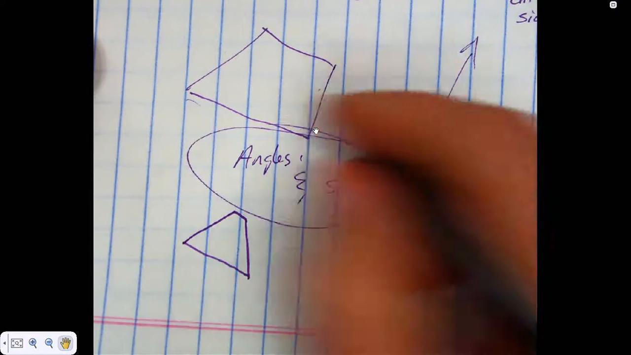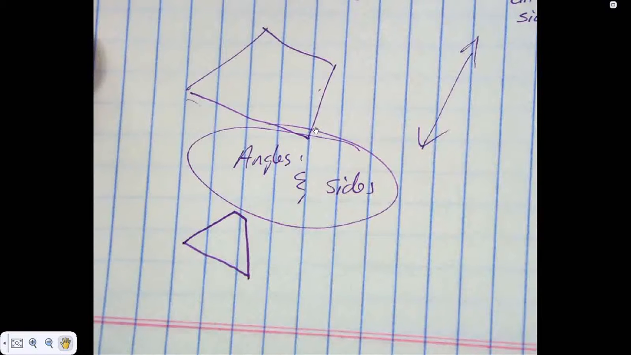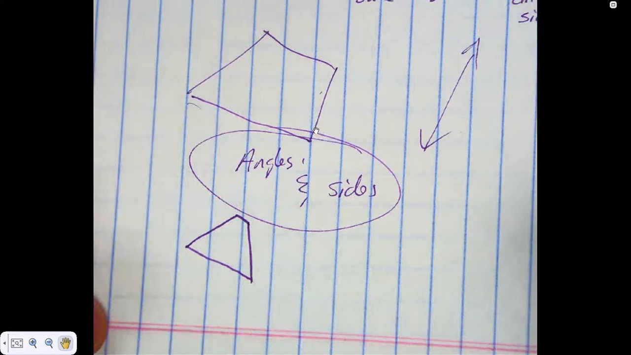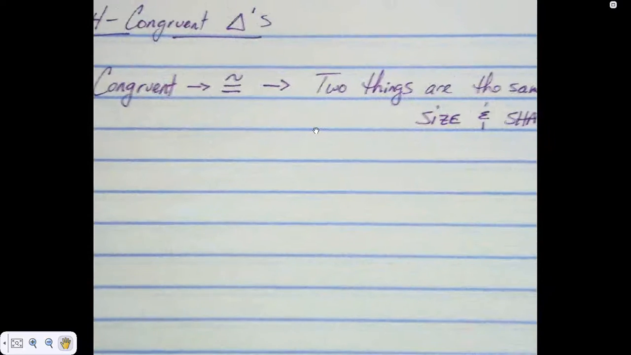So basically, anytime you have a triangle, a four-sided figure, a rectangle, what is it always made of? Angles and what? Sides. So, back to the point at hand.